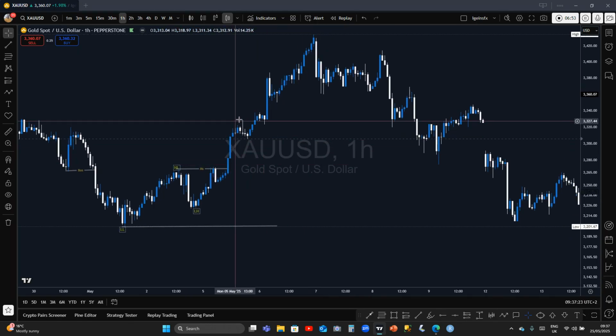Now price has broken structure. It created a higher high. So you target here a higher high.